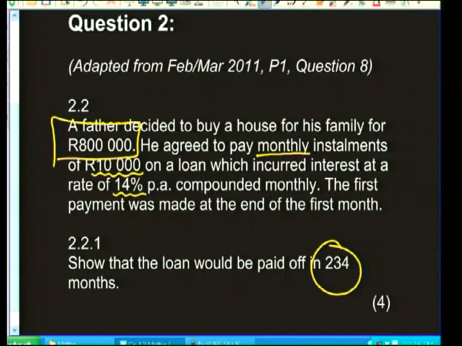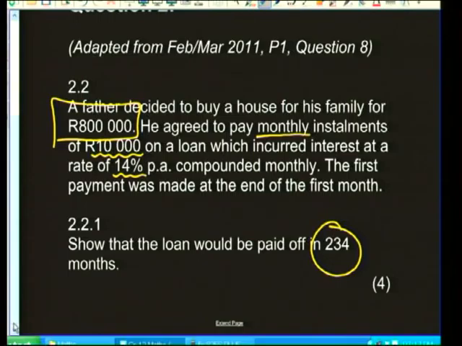What is nice about this question is they're telling us the answer, and we've got to show that. Now, the way I've chosen to do this question is I've had to look at the balance outstanding after 233 months. How much is outstanding? And let's have a look at what happens.